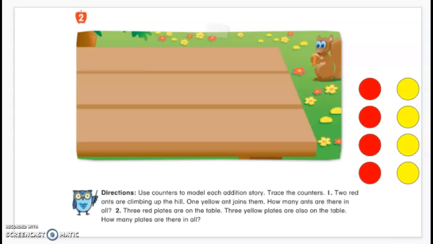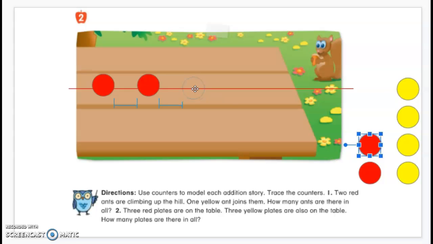The next addition story will take place on a table. It says 3 red plates are on the table. So let's put 3 red circles to represent the 3 red plates. 1, 2, and 3.